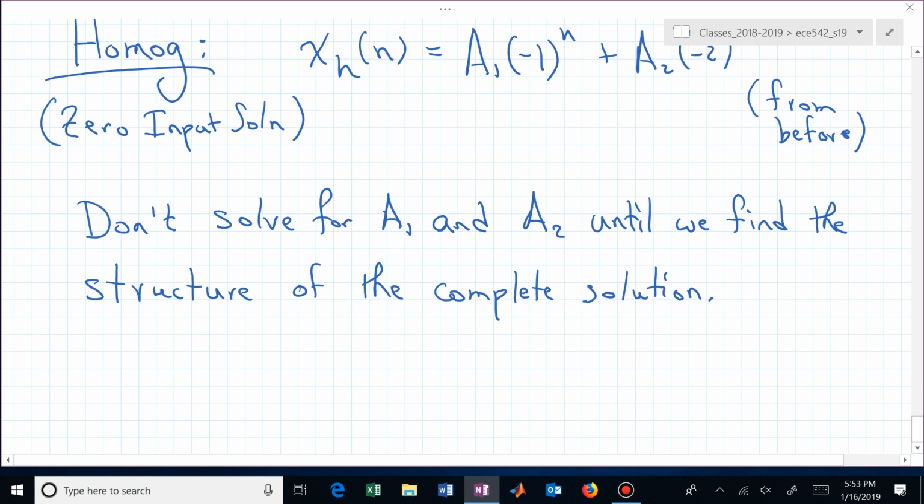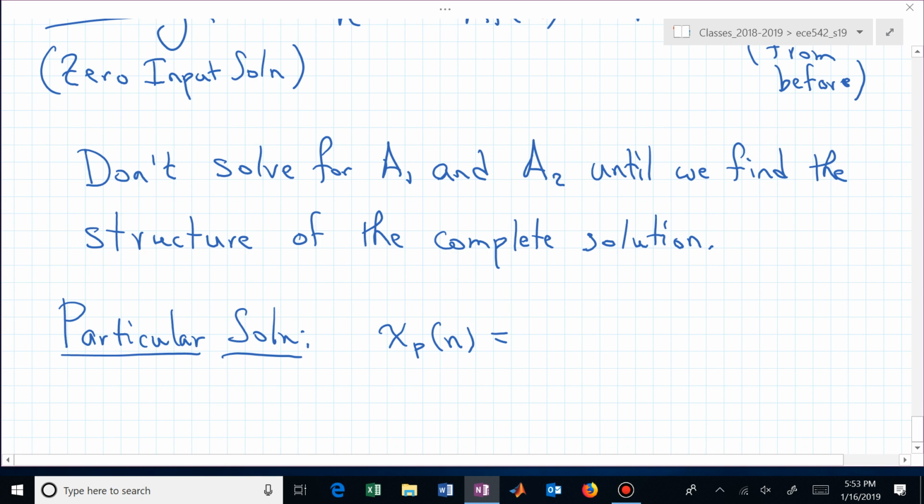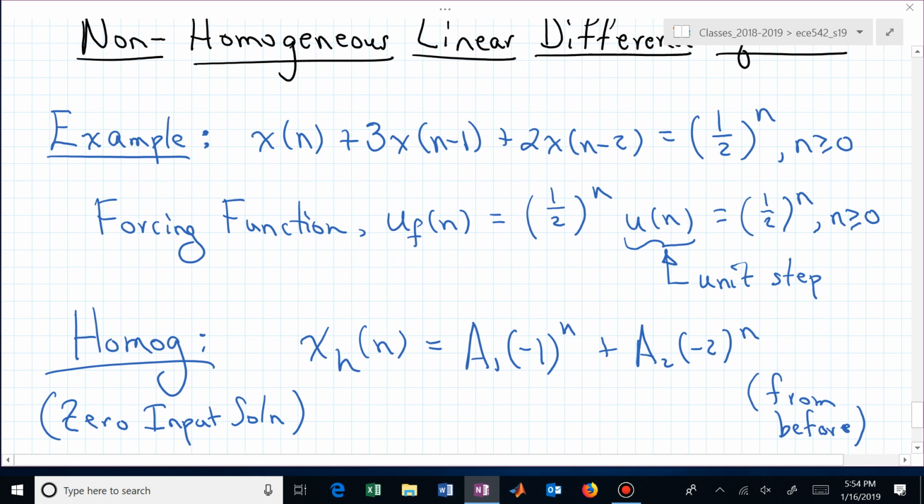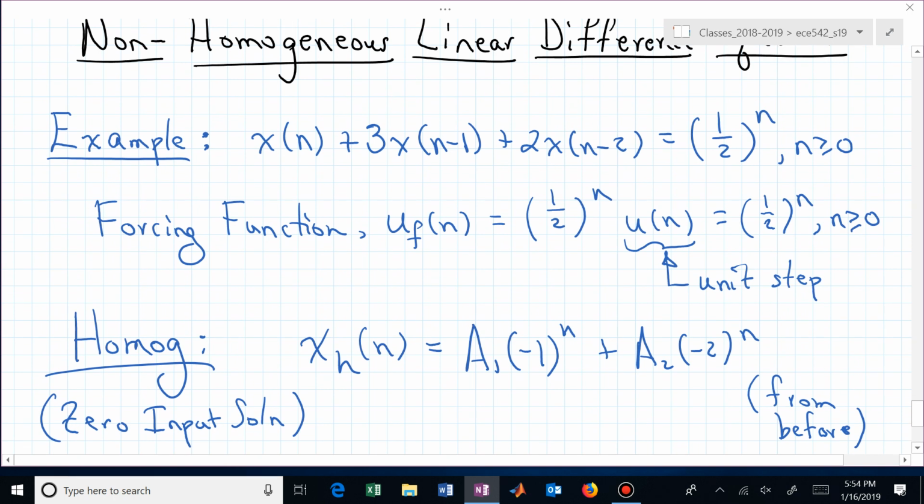And the complete solution will involve the combination of the homogeneous with the particular. And the particular solution is going to be found from the forced difference equation. Like we did with the homogeneous, we actually assume a structure for the particular. And the structure that we assume, it's going to look like the structure that we're using to force the system. Unless we have a characteristic root having the same structure, then we have to modify it by n or powers of n. But in this case, what was our forcing function structure? What did it look like?